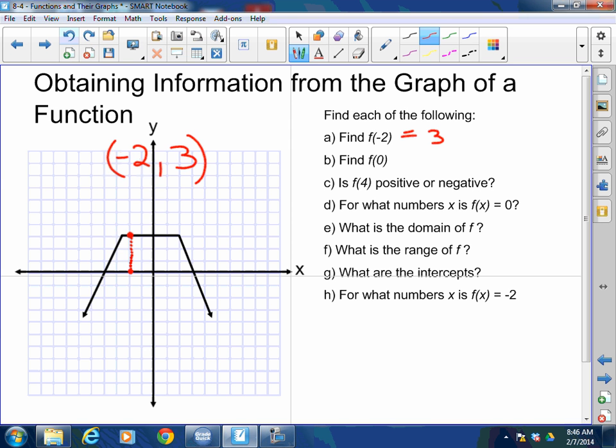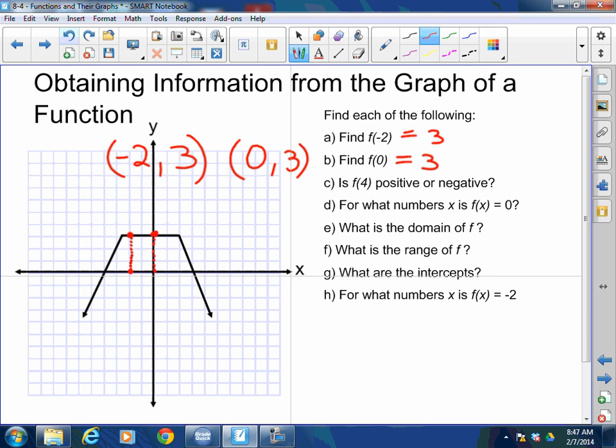Is that making sense? Oh, you guys got it? Okay. F of 0. When x is 0, where does it go? What's my y? 3. So find f of 0. When x is 0, f of 0 is 3. You with me?